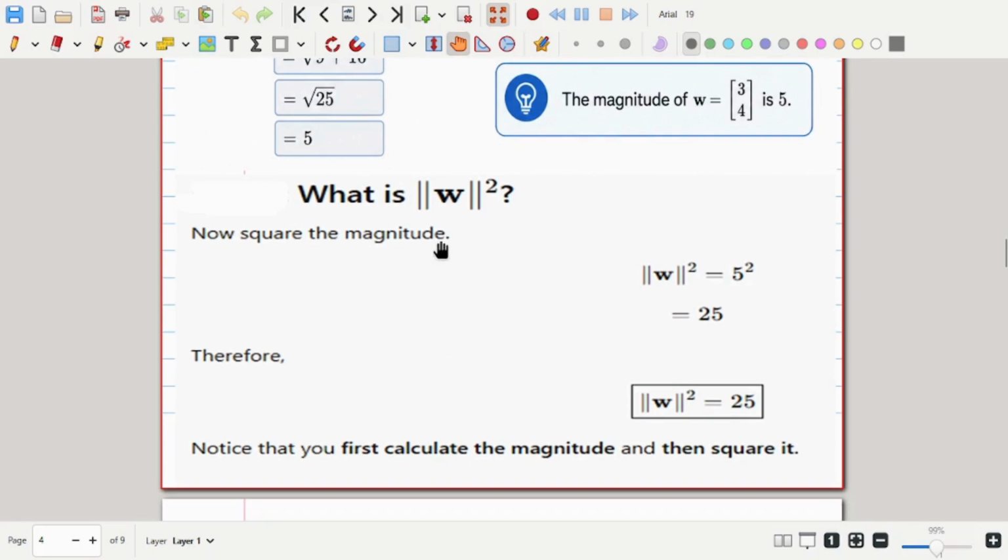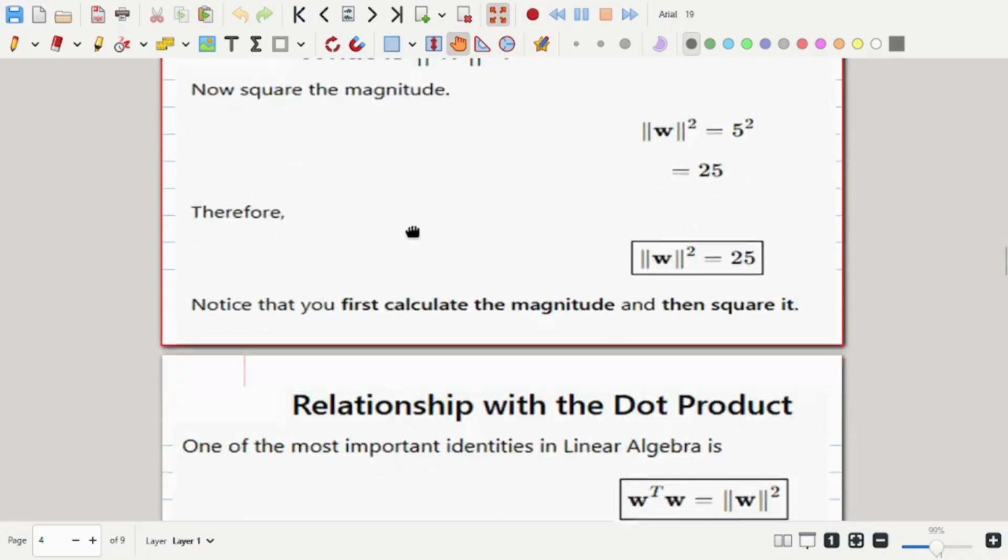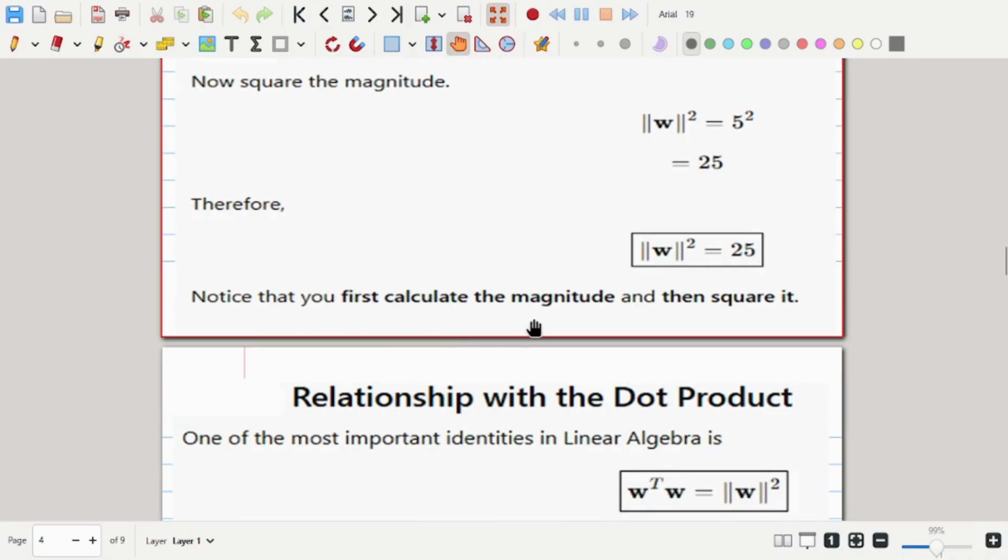So what is norm of vector W square? Read it as norm of vector W square. Right now we calculated the norm of vector W as 5. So let's square it. 5 square means 25. So this will give us norm of vector W square is equal to 25. Notice that we first calculate the magnitude. Magnitude means length of the vector, and then square it.